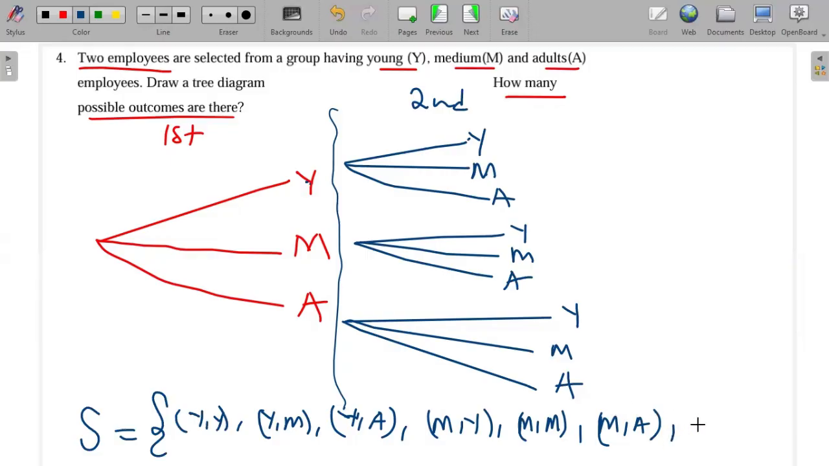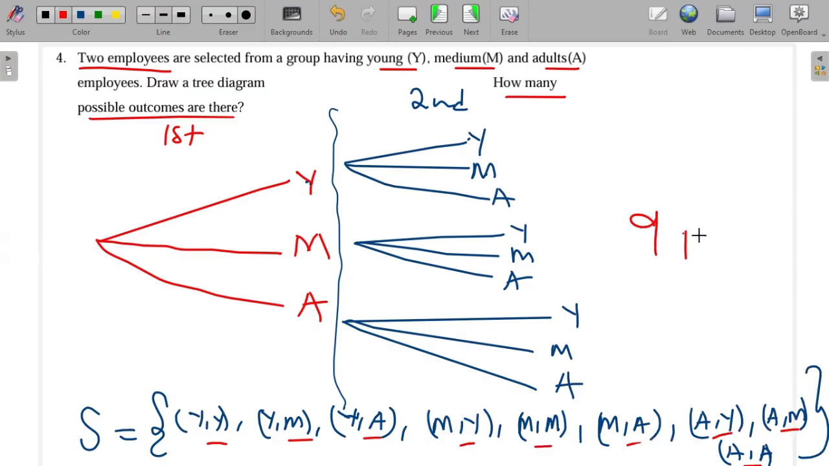I go to the adults. So it can be A and then Y, or it can be A and then M. The last one there, I'll just put it down here. It can be A and then A. Okay, so these are the possible outcomes. We've listed the sample space. So now let's count how many are there. So 1, 2, 3, 4, 5, 6, 7, 8, and then 9. So there are 9 possible outcomes in total.